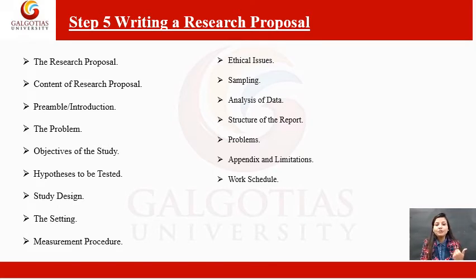As I said before, what is a hypothesis? It is a general statement which you have to prove right or wrong. If it is wrong, that is called the null hypothesis. Study design, setting, measurement procedure, ethical issues, sampling, analysis, structure, problems, appendix and limitations, work schedule. Limitations: if you choose a vast topic, how do you limit yourself, what are the limitations of your topic. So writing a research proposal includes all these steps.